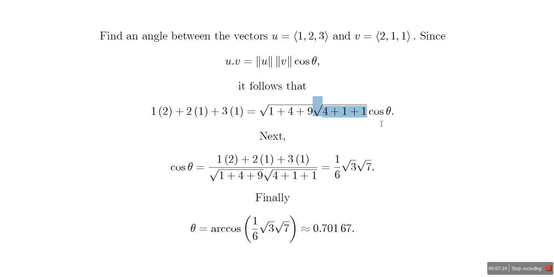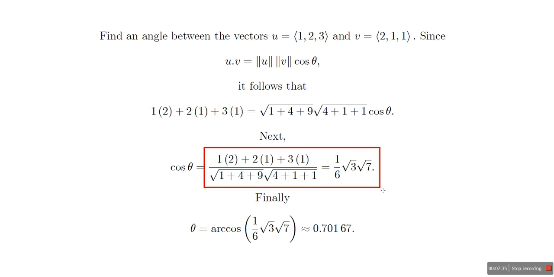Since we are interested in finding the angle between the vectors, we will solve this equation for cosine of theta. So cosine of theta is equal to 1 times 2 plus 2 times 1 plus 3 times 1 over the product of the magnitudes of the two vectors. You might want to stop the video for a few minutes and double check that in fact this quantity is equal to square root of 3 times square root of 7 over 6.